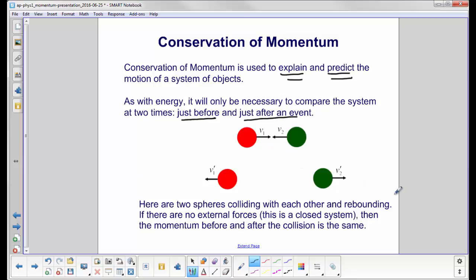They rebound. We're going to use this little asterisk sign here to show the velocity of the objects after the collision. If there are no external forces, so this will be a closed system, then the momentum before and after the collision is the same.